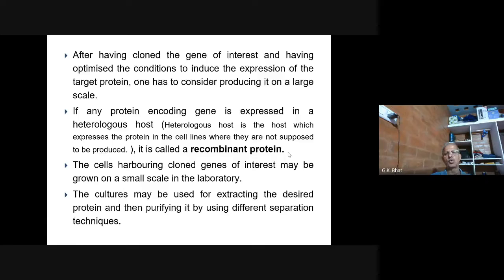The cells harboring cloned genes of interest, that means bacterial cells into which we have introduced this recombinant DNA, may be grown on a small scale in the laboratory. The cultures may be used for extracting the desired protein and then purifying it by using different separation techniques. So whenever we have introduced the gene of interest through recombinant DNA technology, it brings about the production of the expected desirable protein, and after that, it has to be purified by different techniques.